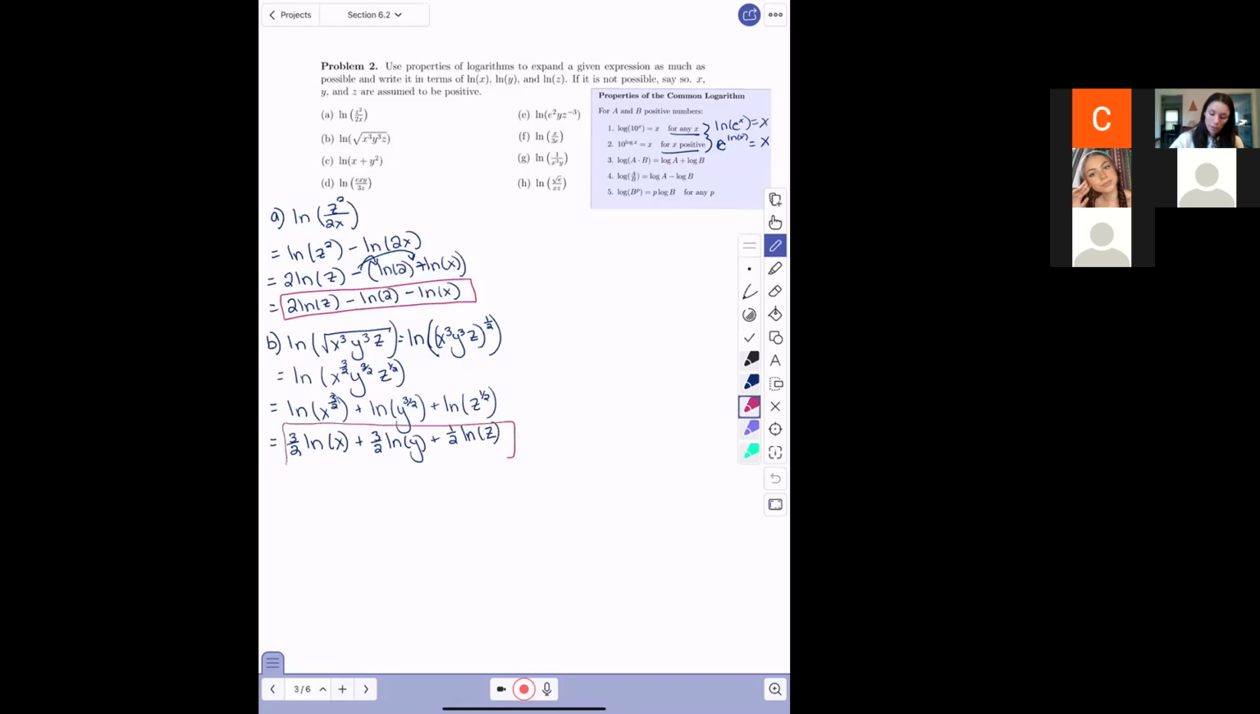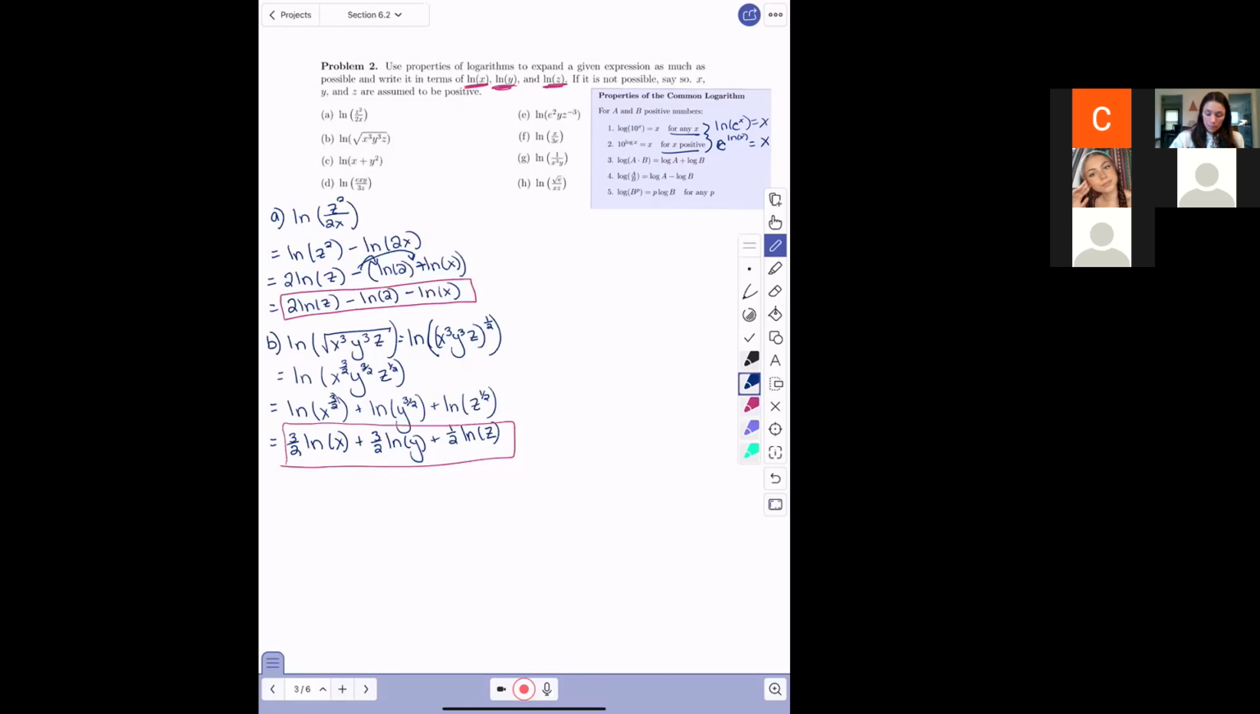You know you're at your final answer. Probably should have explained this more in the beginning, but you know you're at your final answer when you only have ln of x, ln of y, and ln of z inside your natural logs, or in the first part, log.